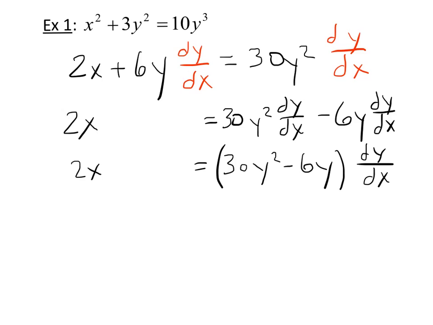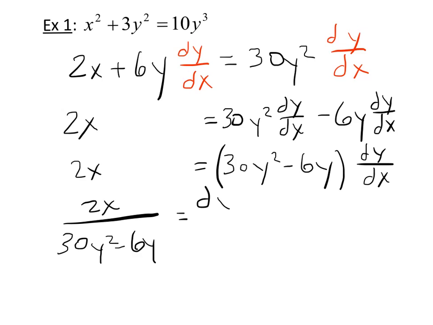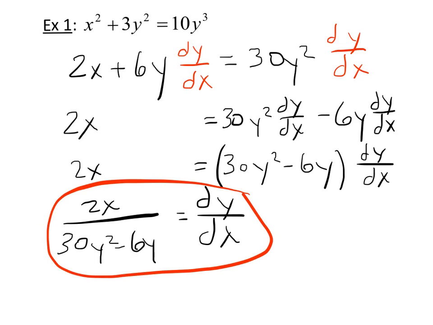Our final thing is we're going to divide both sides by this part right here, 30y squared minus 6y. We'll divide both sides by it to get the dy/dx all by itself. So you'll have 2x over 30y squared minus 6y, and that's our derivative. And if you want, you could simplify this. Since every one of these terms has a factor of 2, you could divide out that GCF. But for right now, we are going to write this as our answer. There's your derivative based on implicit differentiation.